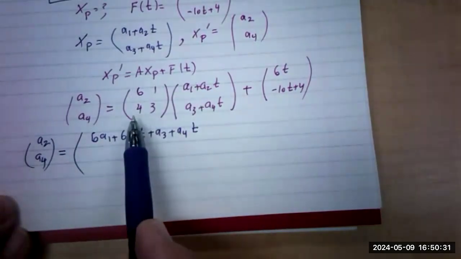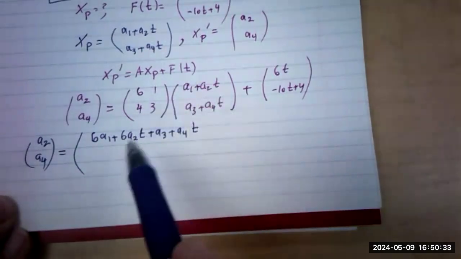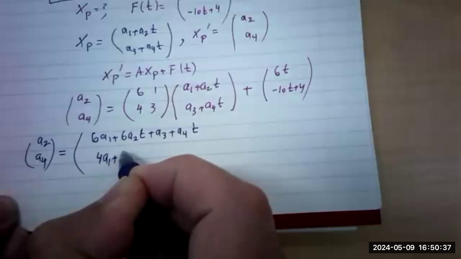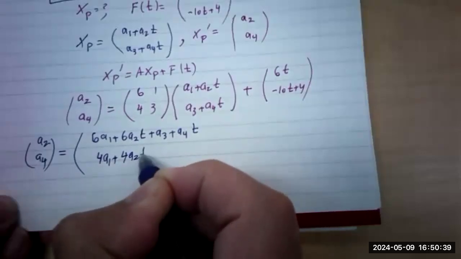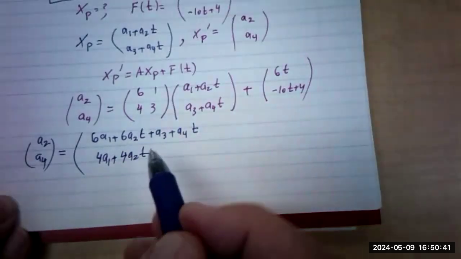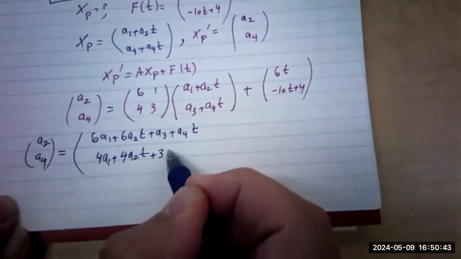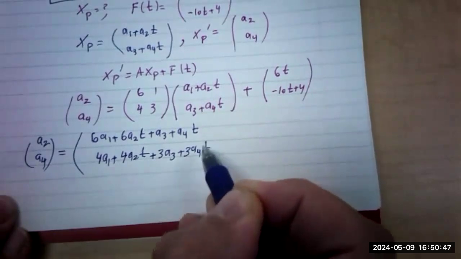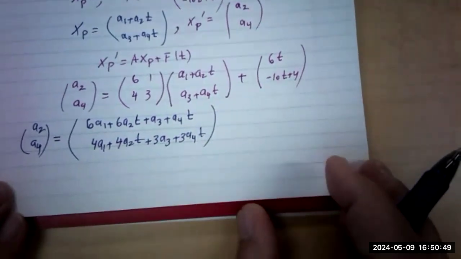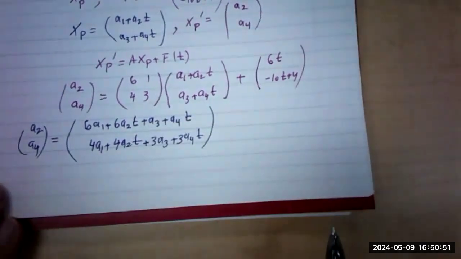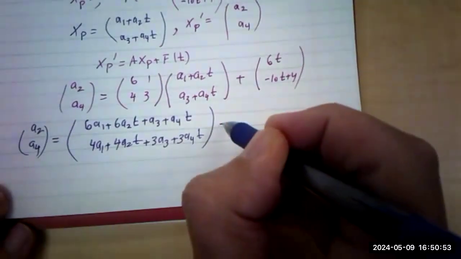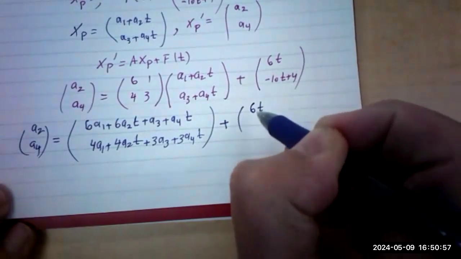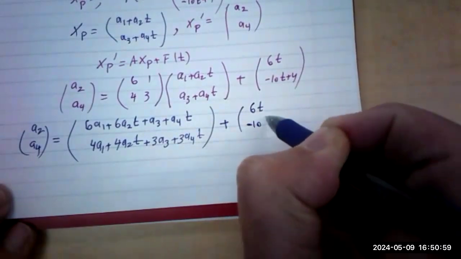Then you repeat it for the second one. 4 times the first one, which is going to be 4A1 plus 4A2t. And you multiply the second one by 3, so it's going to be plus 3A3 plus 3A4t. This is going to be the product of these two matrices. We have an extra column vector, which is 6t and negative 10t plus 4.